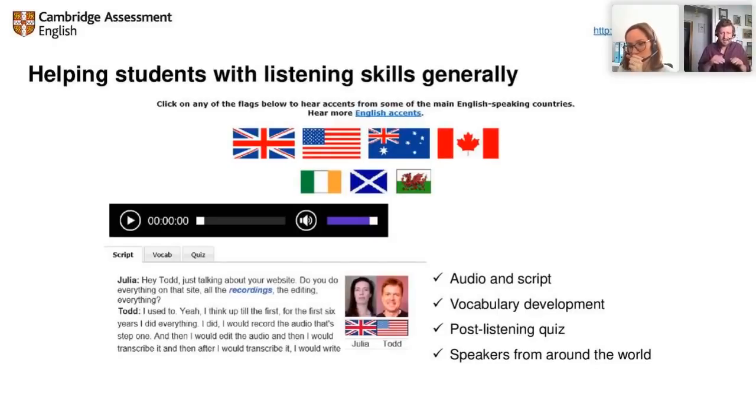It has lots of scripts. It picks out the vocab for you and gives a little quiz afterwards. And you can choose the accent that you want the script to be read in.